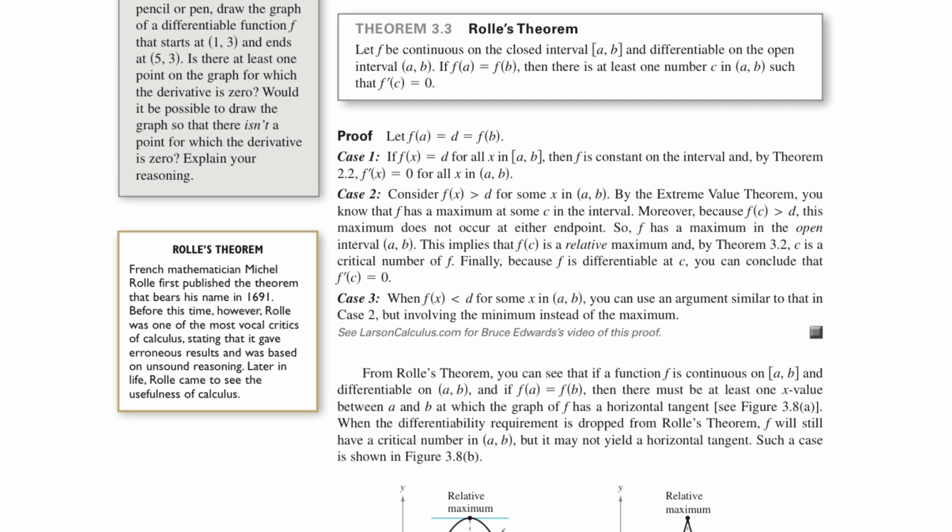Part number one is that it has to be continuous on a closed interval, has to be differentiable on the open interval with the same two numbers, a and b, and f of a is equal to f of b. When that happens, there's at least one number, c, in the open interval such that its first derivative is equal to 0. In other words, there'd be a flat line tangent to it.